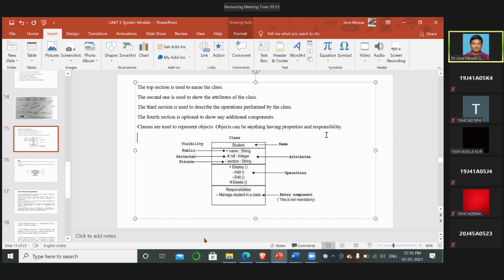I think you might have already learned C++, object-oriented programming in your previous semester. So can you identify the diagram that has been displayed?